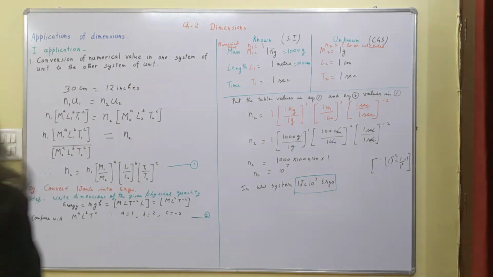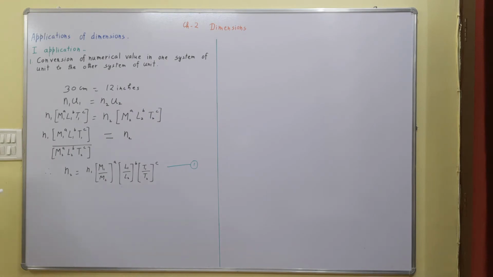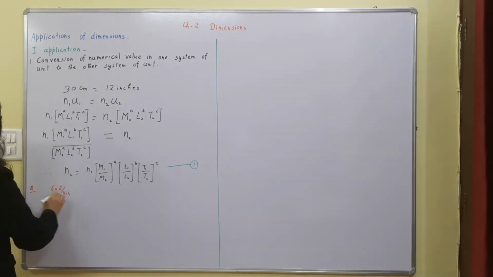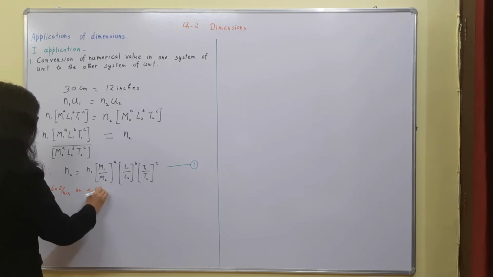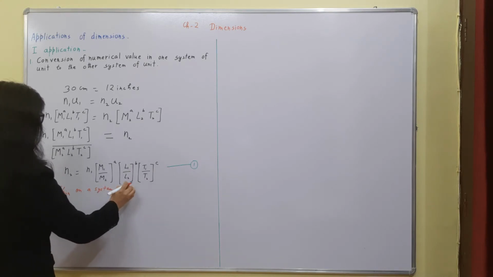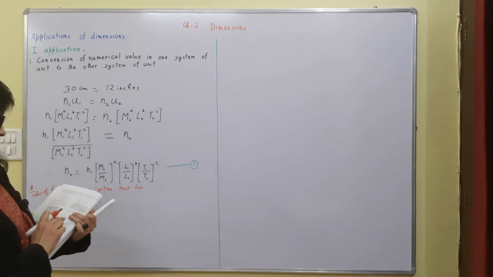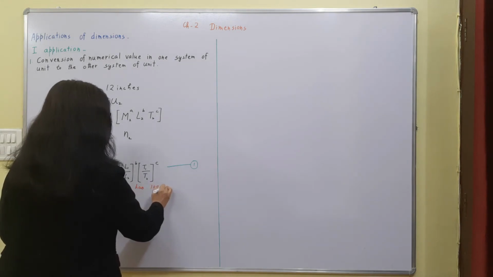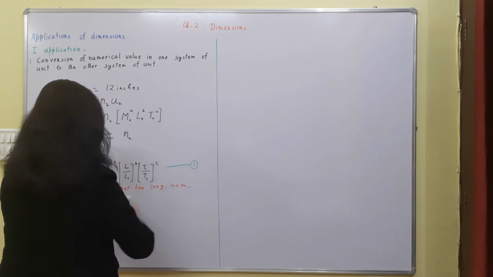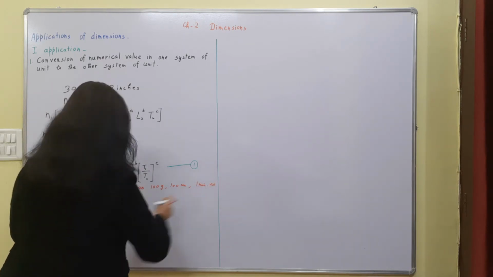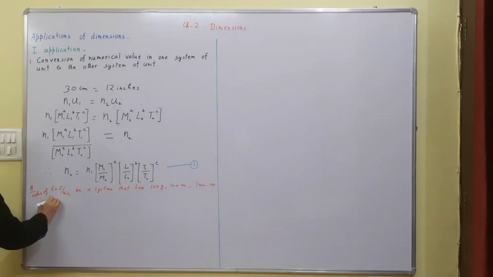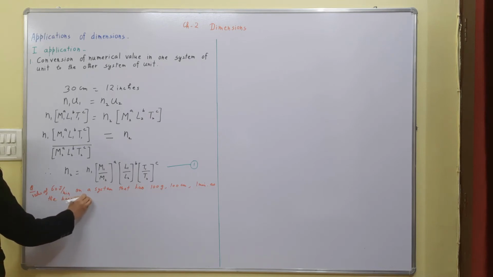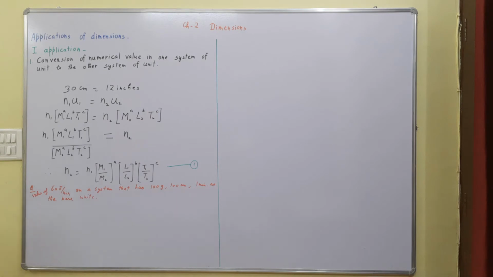I'll take one more question for your practice. Find the value of 60 joule per minute on a system that has 100 gram, 100 centimeter, and 1 minute as the base units. Base units means again fundamental units, right?